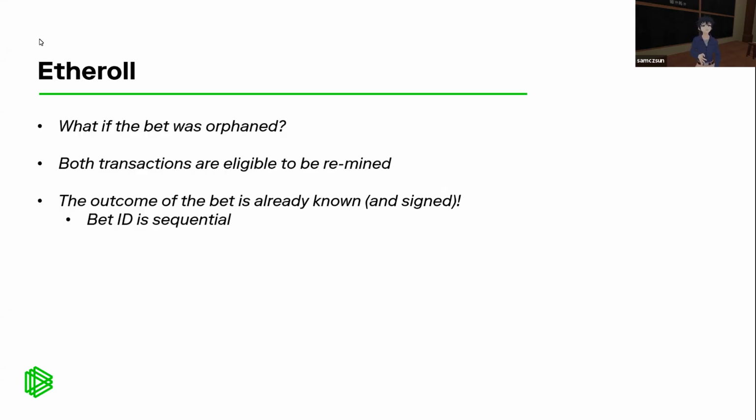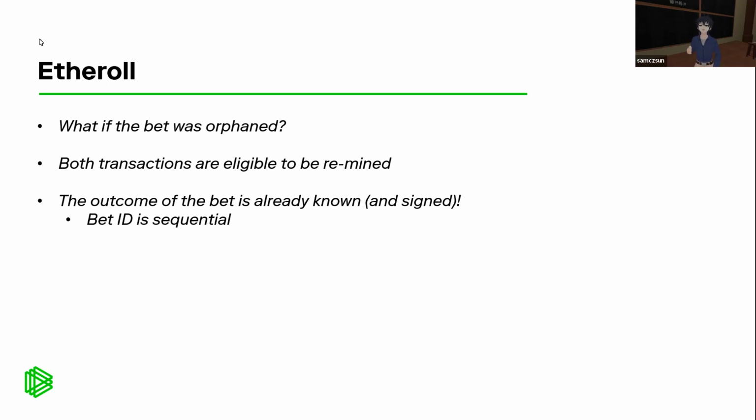And to see what it is, we should consider what happens if the bet is orphaned. As we mentioned earlier, the orphan rate on Ethereum is much higher than Bitcoin because of the shorter block time, which means that it's much more likely for a transaction to be orphaned. And when it is, it's eligible to be remined in the next block. But what happens if the bet and the response were both orphaned? Well, now you have two valid transactions. One of them is the bet, and one of them is the outcome of the bet. And it's signed, which means that you can replay it.